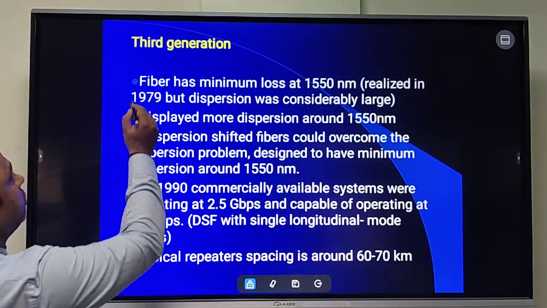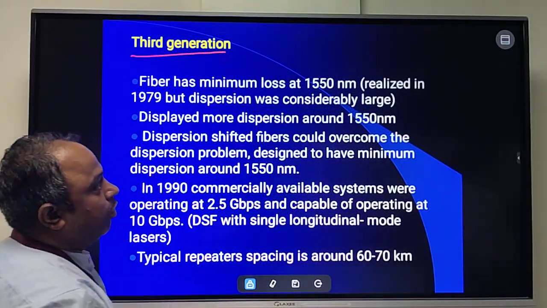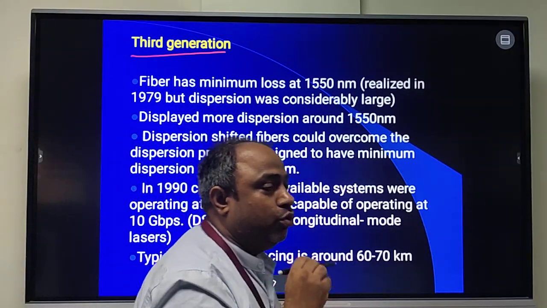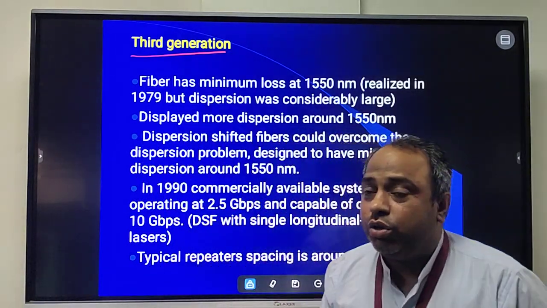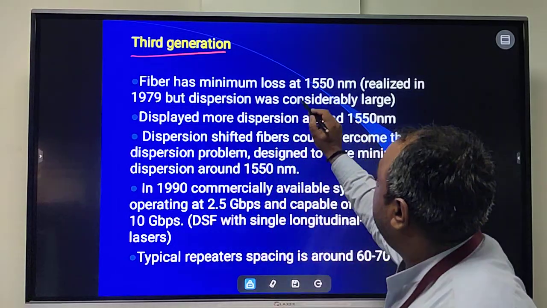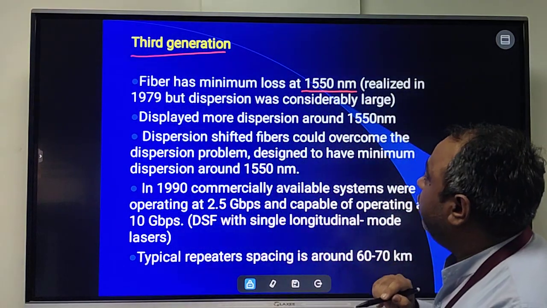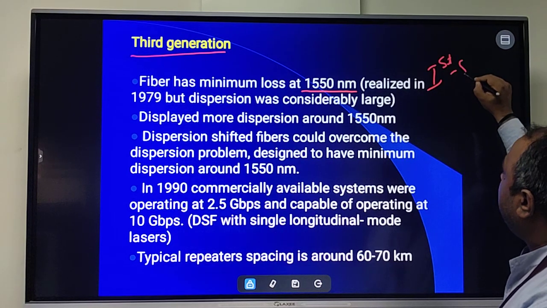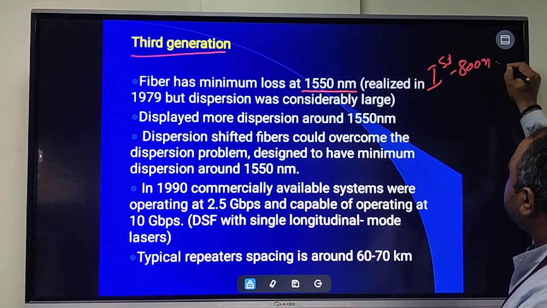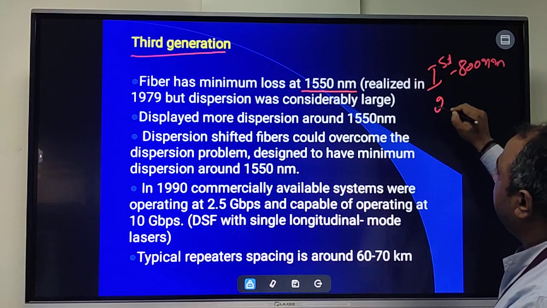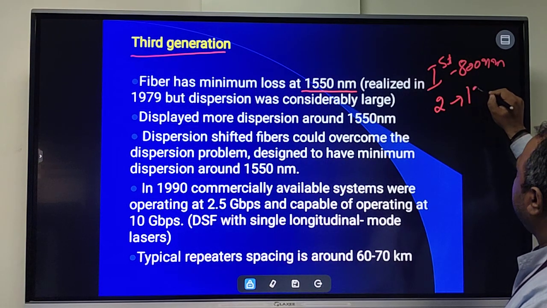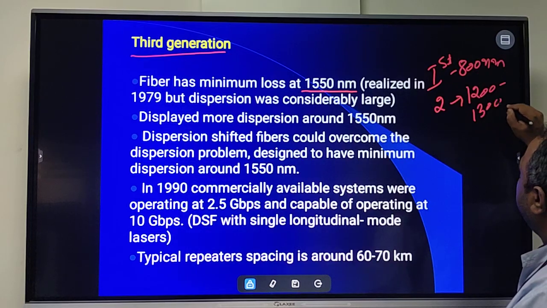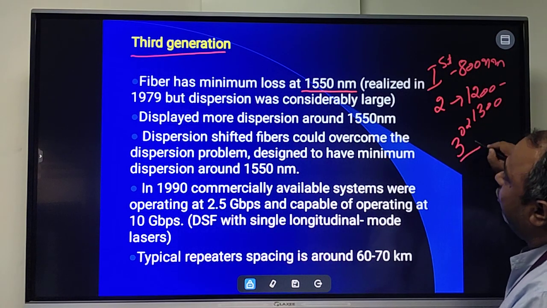Let's discuss the third generation of fiber optical communication. In this generation, we are talking about how the generation utilizes its bandwidth according to the requirement. Look at here. The bandwidth used is at 1550 nanometer, but in the first generation we used 800 nanometer. In the second generation, we used 1200 to 1300 nanometer.